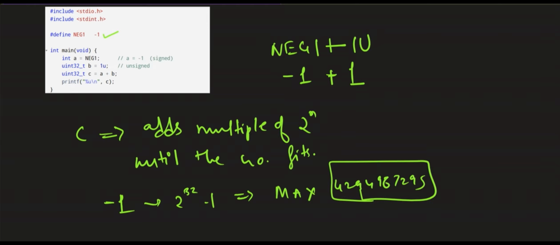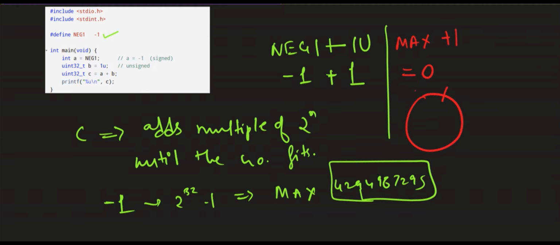So minus 1 is what? It is the max value, right? We have seen that it is the max value. Let me take another pen. Minus 1 represents the max value here, and plus 1 gives 0. Again it is wrapping around. Remember, guys, this is 0, this is the max value, and this is 0. So whenever I am adding 1 to the max, it is going to be 0.